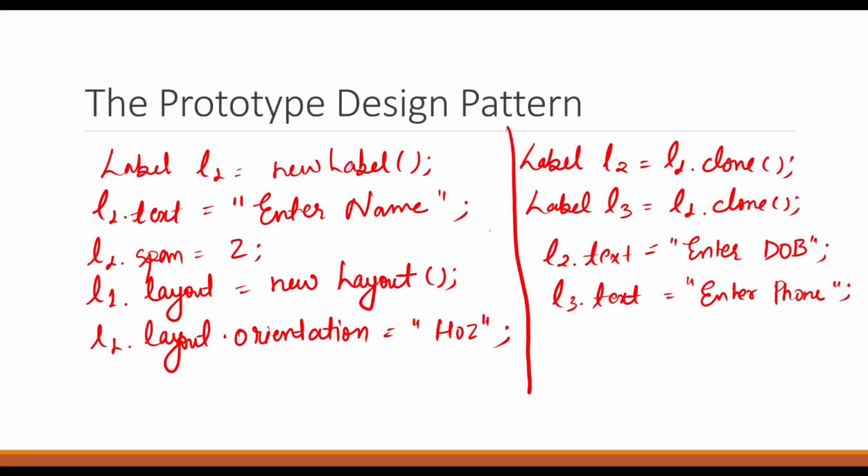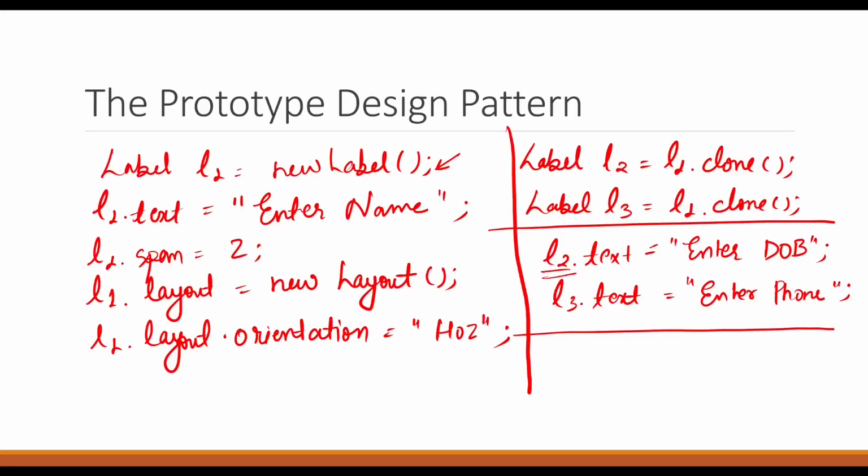So now instead of having the same construction and then the same setting of values, I have a clone method that is going to copy the values of L1 into the newly created L2, and then we are simply going to change the value of L2 to text equals enter date of birth.